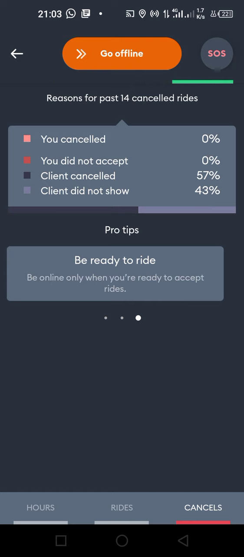Drive straight to the pickup point. After accepting a ride, take the fastest route to the pickup.